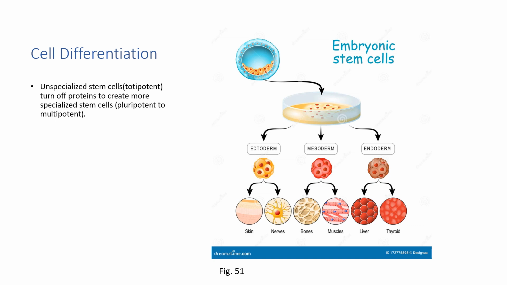And lastly, we have cell differentiation. So it's where the unspecialized stem cells turn off their proteins and they create more specialized stem cells, and they become further specialized. So you've got your embryonic stem cell, and then it becomes an ectoderm, a mesoderm, or an endoderm. So ecto is outer, meso is middle, endo is inside. And then so you've got your skin and nerves are going to be your ectoderm. Your mesoderm is going to be things like your bone and muscles, and then your endoderm is going to be like your liver and your thyroid.